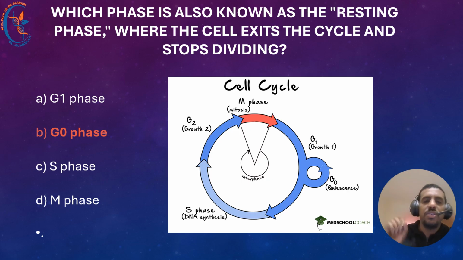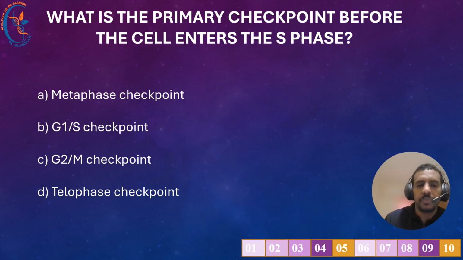The G0 phase is the quiescent state where the cell exits the cycle and doesn't divide, often seen in non-dividing or differentiated cells. Okay, so the correct answer is G0 phase. Let's move to the next question. What are the primary checkpoints before the cell enters the S phase?